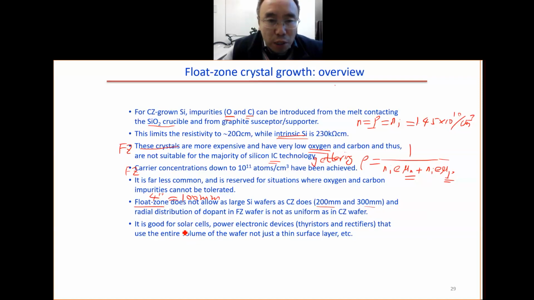It's good for solar cells and power electronic devices that use the entire thickness of the wafer, not just the wafer surface. But still, I think for solar cells, we use CZ growth because it is cheaper.